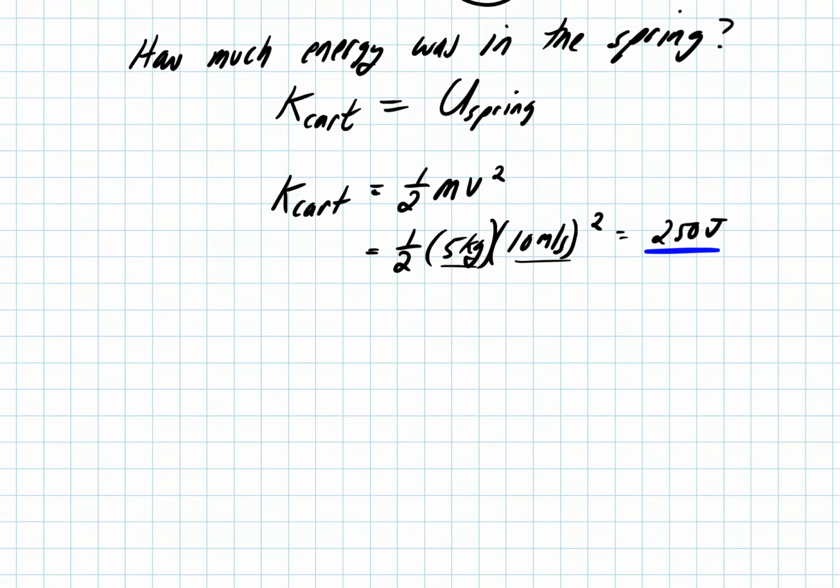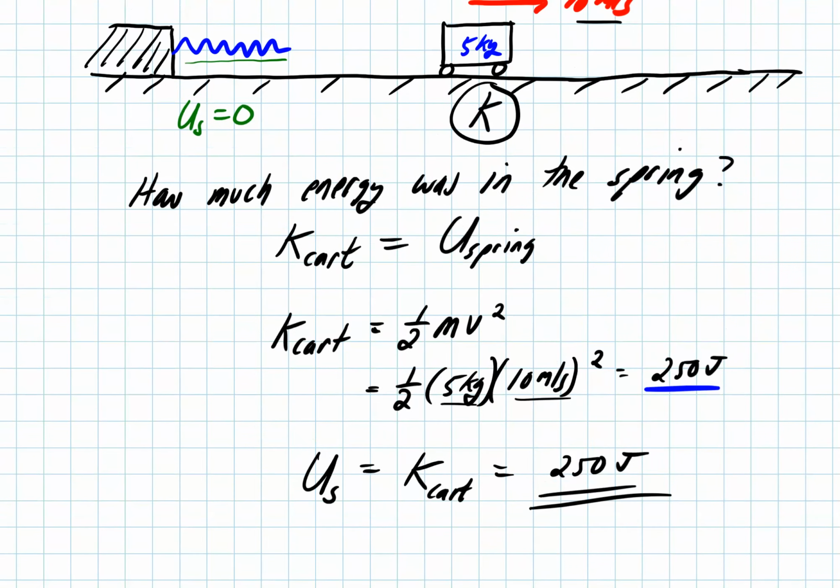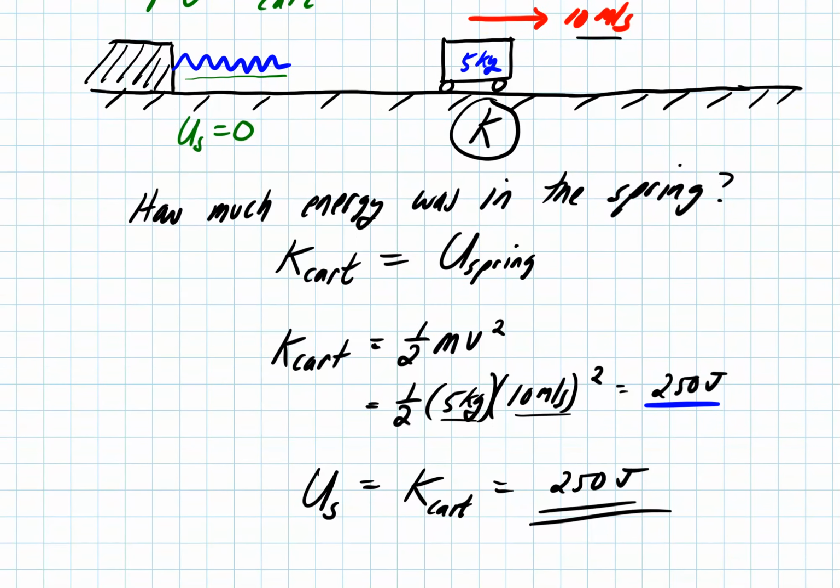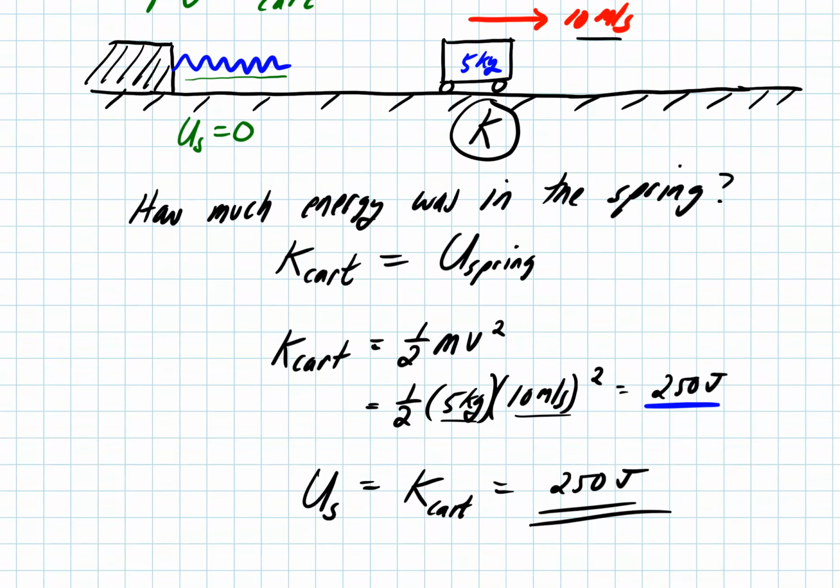So that means the elastic potential energy stored in the spring transformed, or transferred, it doesn't matter at this point, but basically the energy in the spring became the kinetic energy of the cart, and that's 250 joules. So this is just one little example of how we can use our new definition of kinetic energy to answer energy problems.